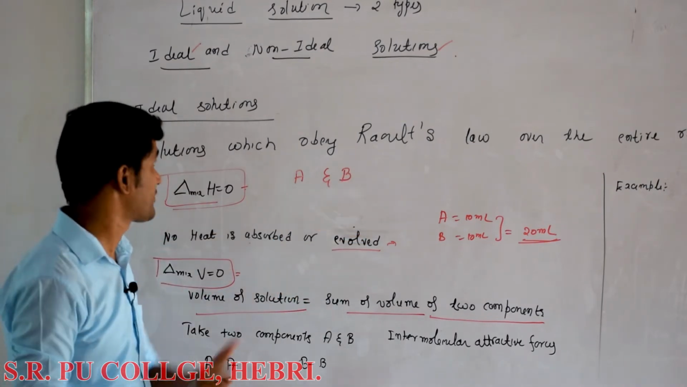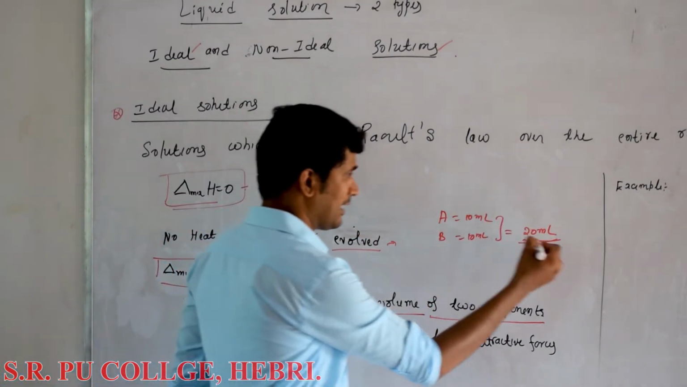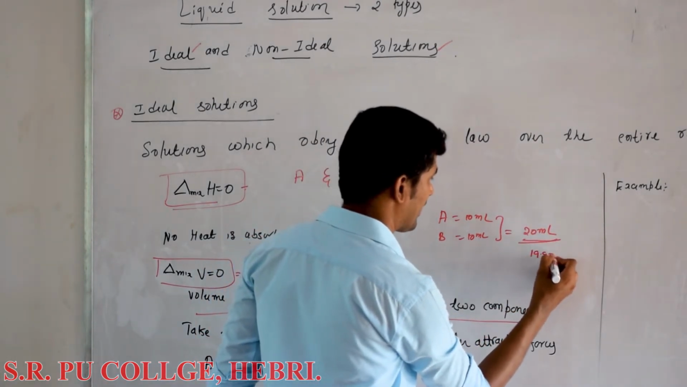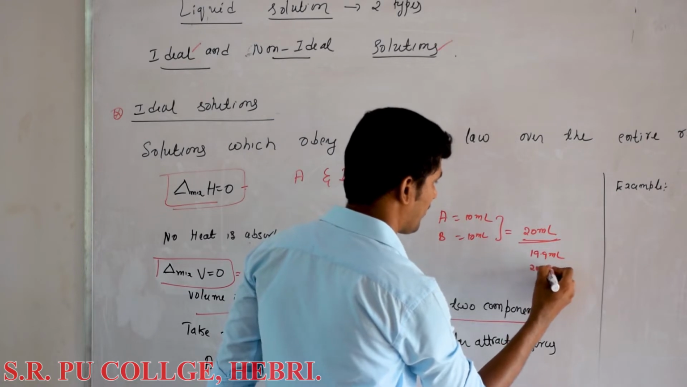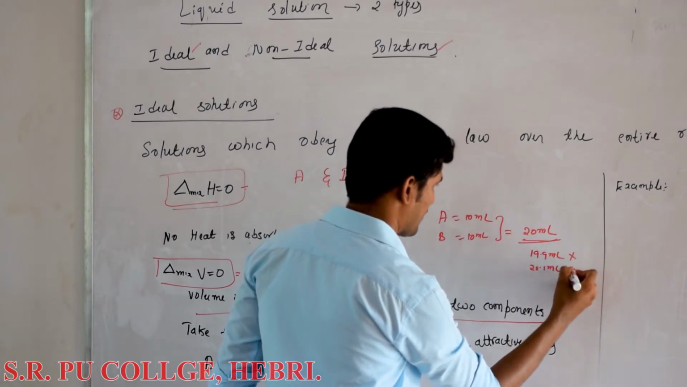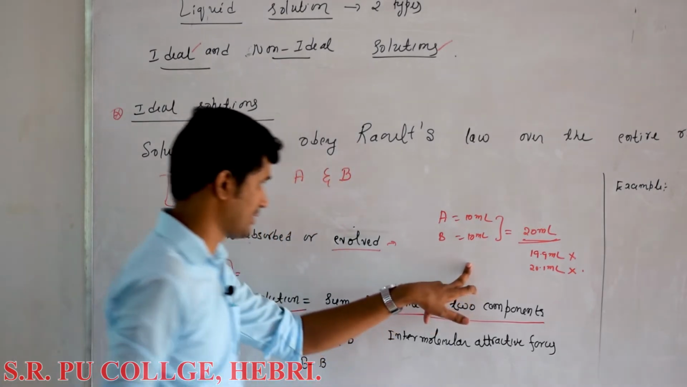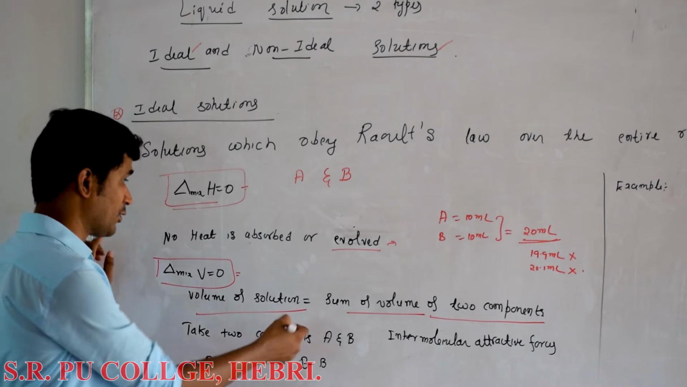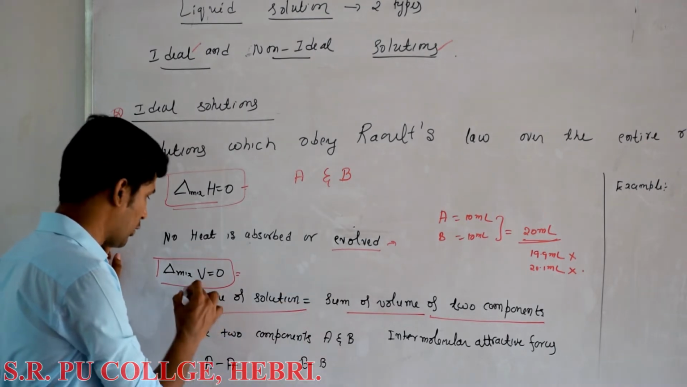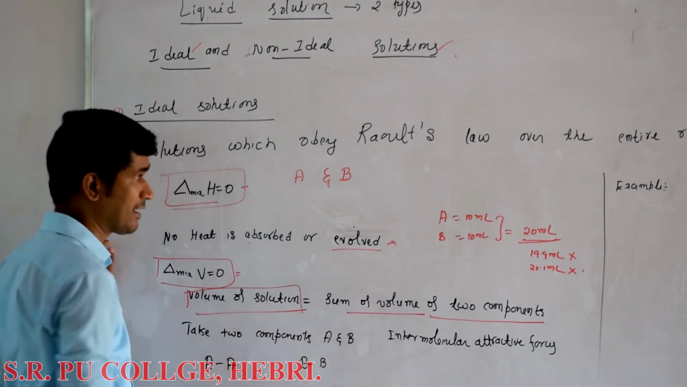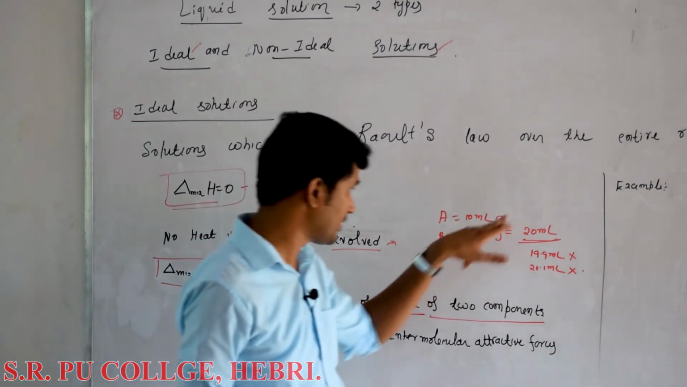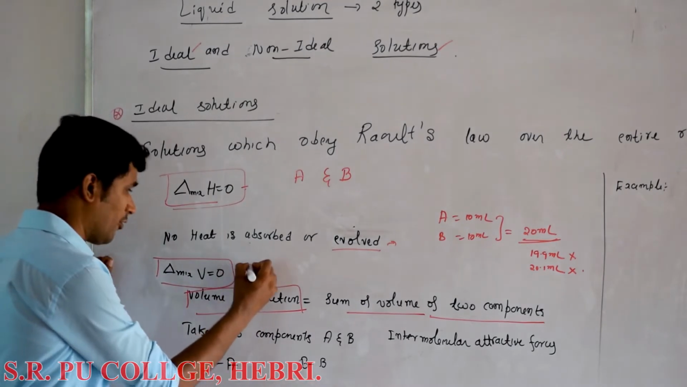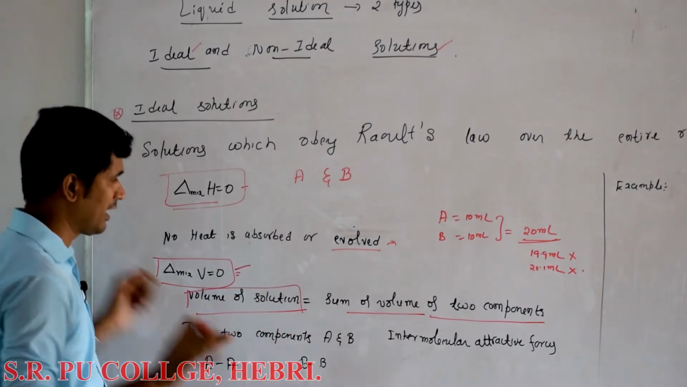In some other solutions, which are called non-ideal solutions, this volume is not always equal to 20 ml. It may be equal to 19.9 ml or 20.1 ml. This is also possible. But for ideal solutions, the volume of mixing is equal to 0. There is no change in volume upon mixing. The total volume of the solution is always equal to the sum of the volumes of the two components present in the solution. That is why volume of mixing is also equal to 0 for ideal solutions.